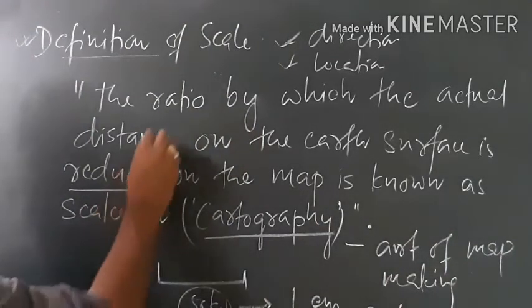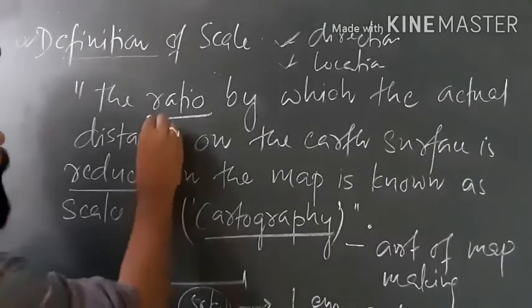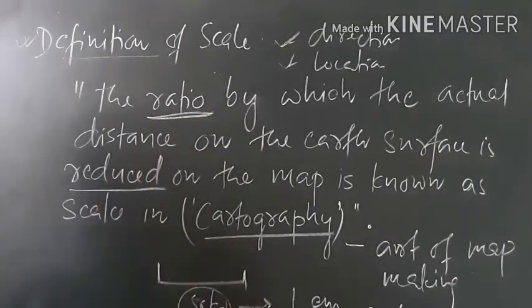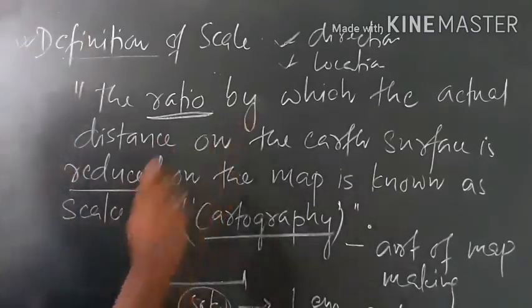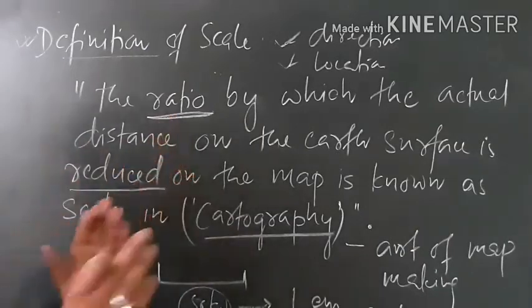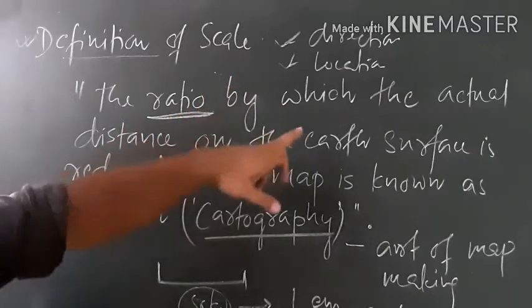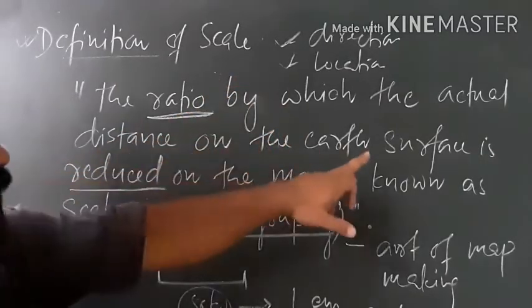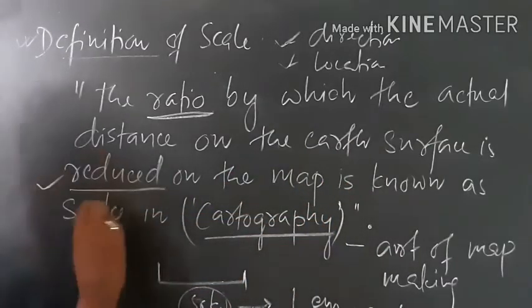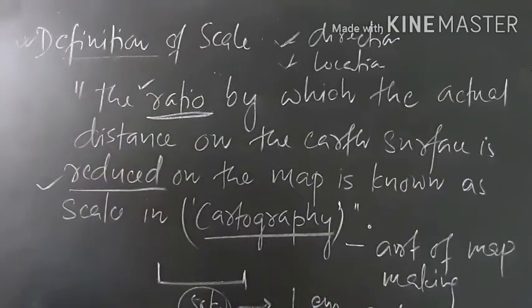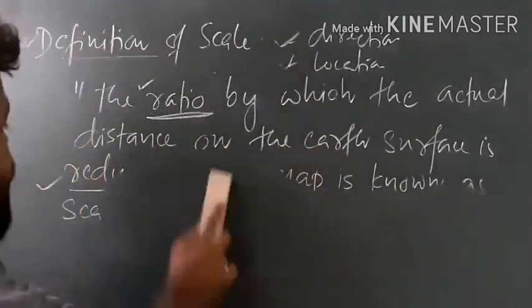But here we have to focus on some words, that is ratio. Ratio means when we compare two things, that is ratio. Ratio by which the actual distance. Ratio means comparing our actual distance with the scale distance. So the ratio by which the actual distance on the earth's surface is reduced on the map is known as the scale. You have to remember this word reduced and the word ratio. Okay, now we'll see what actually the scale is. I'll show you with a diagram.